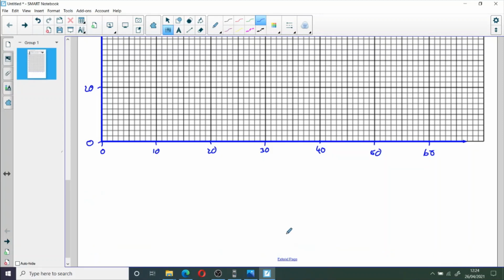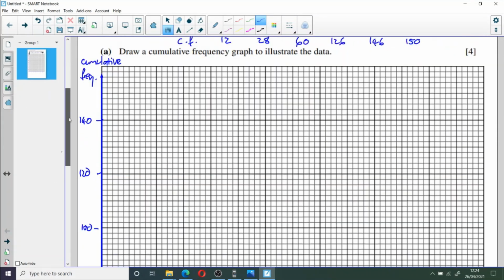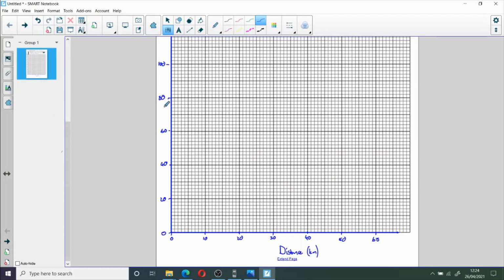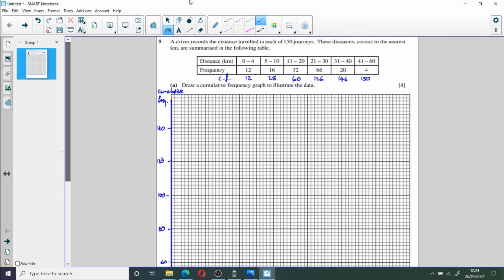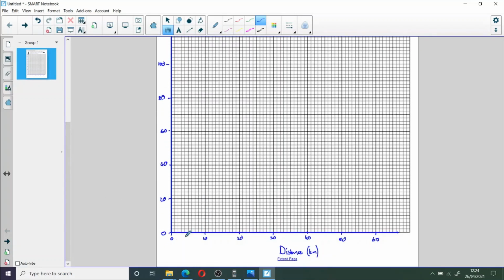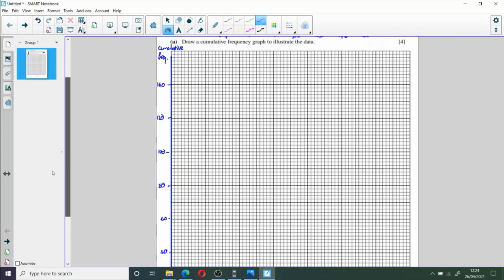Again, remember to label, I think it's distance in kilometres, but let's just double check that. Yeah. And now let's plot our points. So at 4.5 we're going to plot a frequency of 12. So that is there. At 10.5 we're going to plot 28.